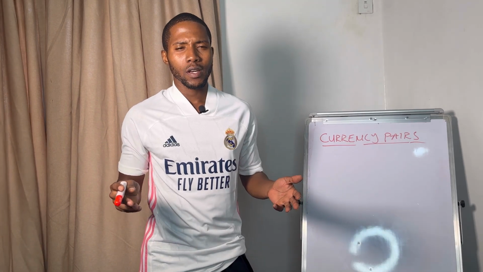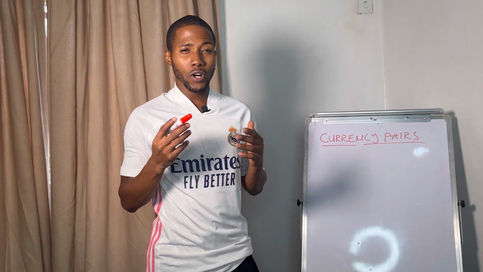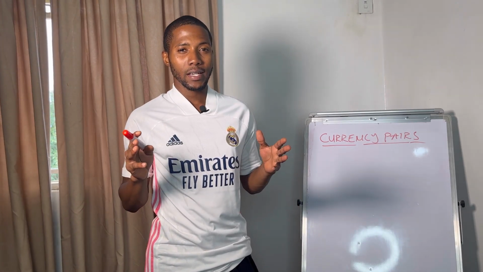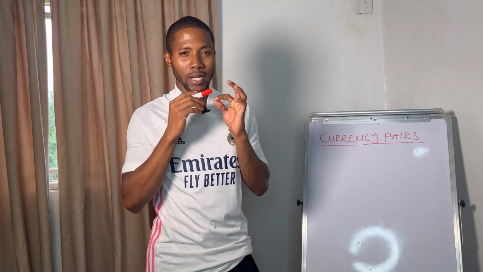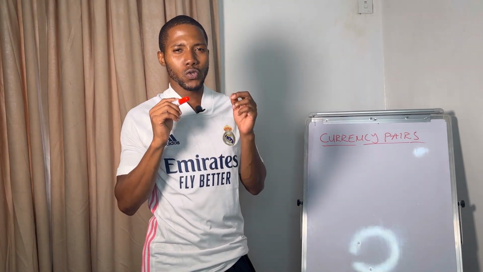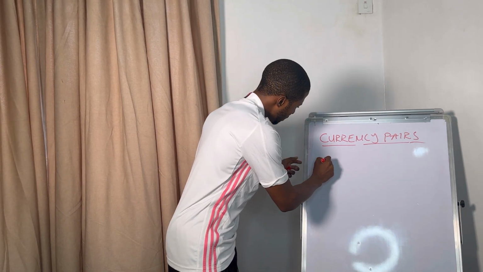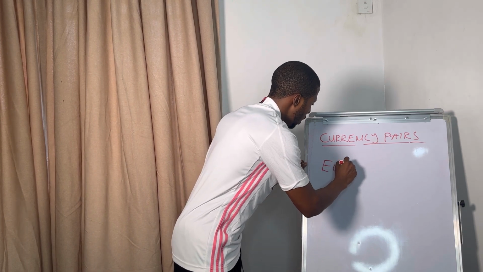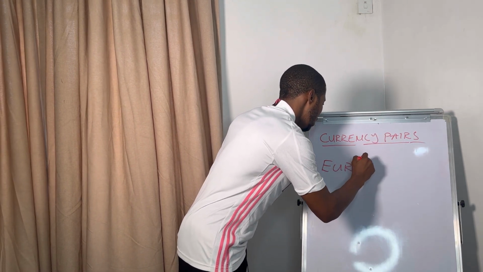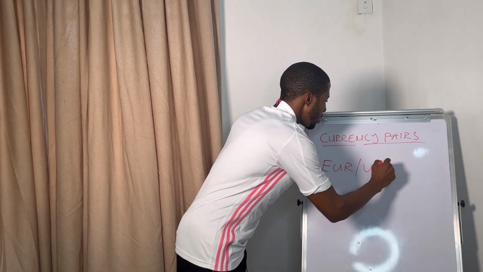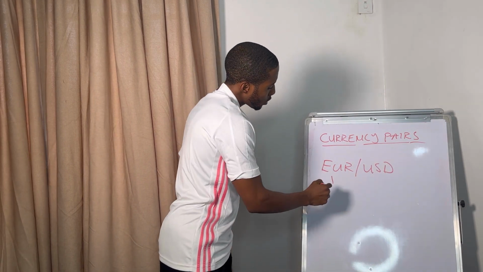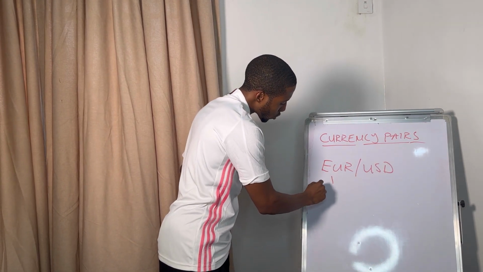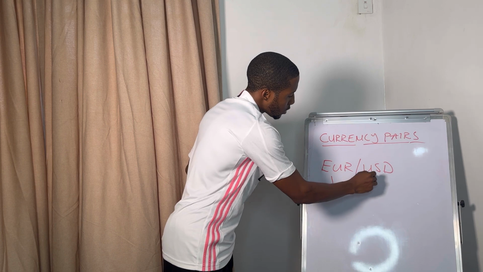Currency pairs. When it comes to forex trading, currencies are normally paired. They are not standalone; they always come in two forms. Let me write something like this. Let's say I want to buy euros against US dollars, EUR/USD. These are paired, where the euro is the base currency, and this one is the quote currency.